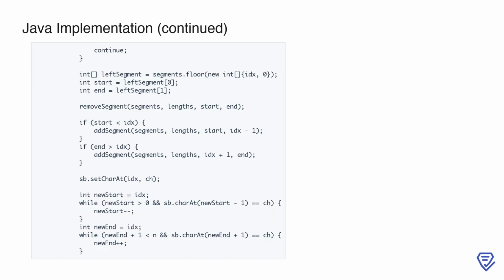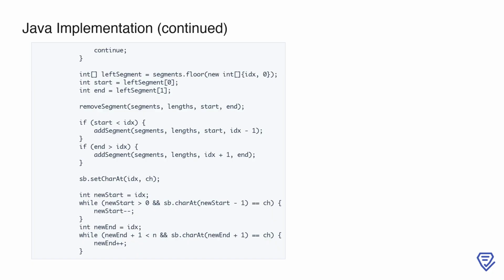If the segment extends to the left of the query index, we add the left portion back as a new segment. Similarly, if the original segment extends to the right of the query index, we add that right portion as another new segment. After modifying the segments, we update the string builder to reflect the new character at the query index. To account for the change, we check for any contiguous repeating characters around the updated index.